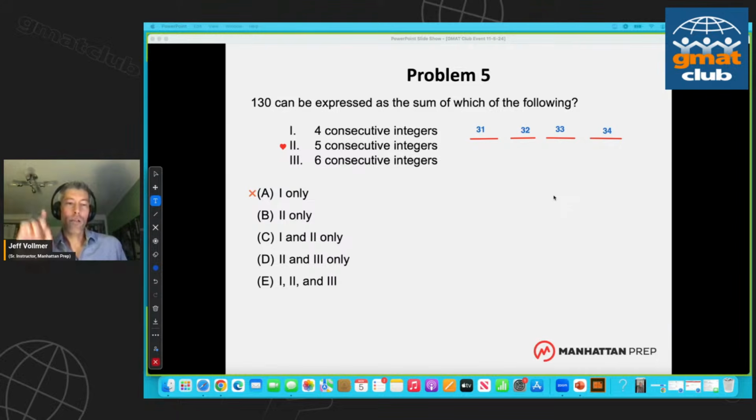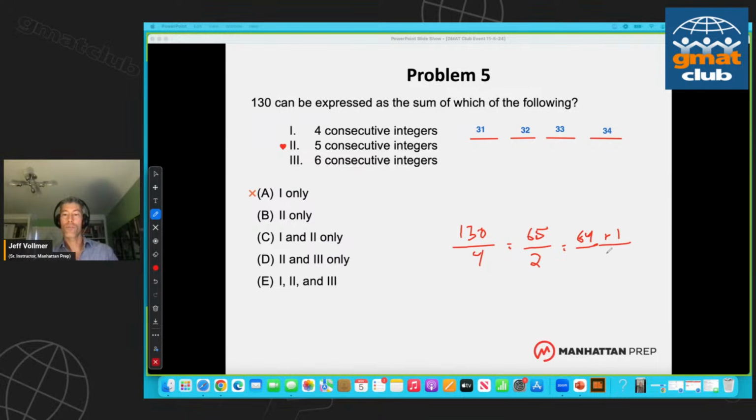Another way we could think about this is, if 130 were the sum of 4 consecutive integers, what would the average value be? We could say 130 divided by 4. Maybe not a lot of shortcuts for doing this. Well, I could divide by 2 in both numerator and denominator. That's 65 divided by 2. And I could do something like this: that's 64 plus 1 divided by 2. And so that's 32 and a half.